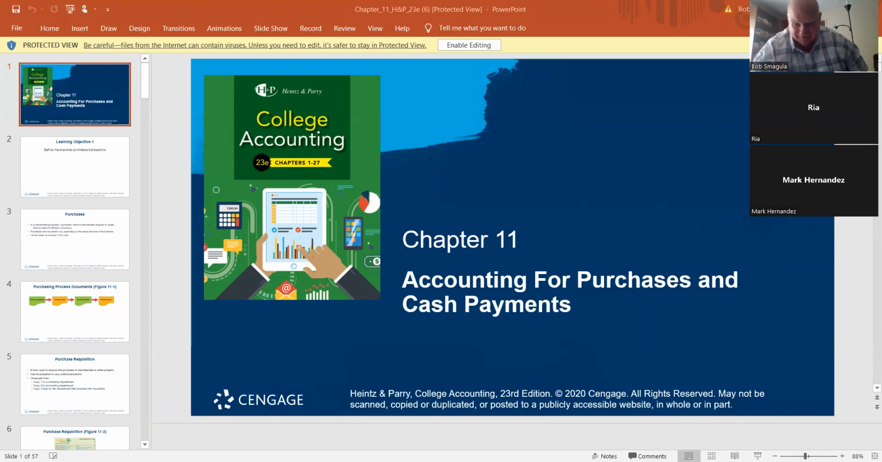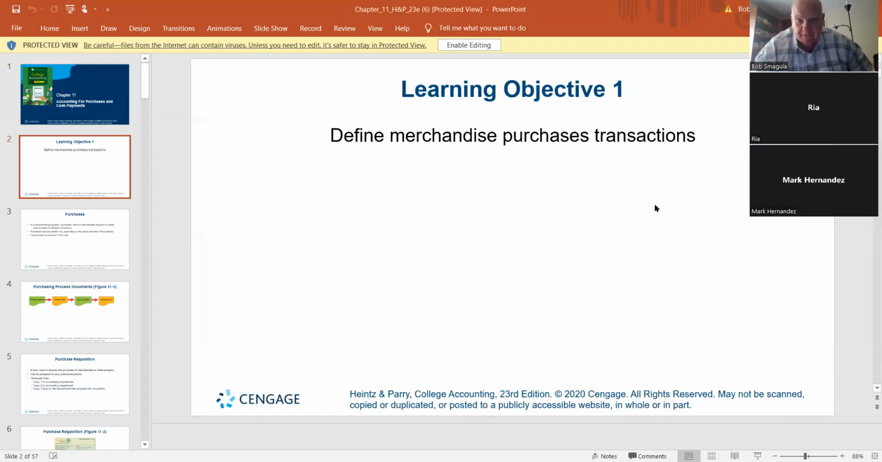Today's lecture. Chapter 11, accounting for purchases and cash payments. Merchandise purchase transactions. Okay, like I said, in chapter 10, we were selling the product. Now we're buying the product that we hope to eventually sell for a nice profit.